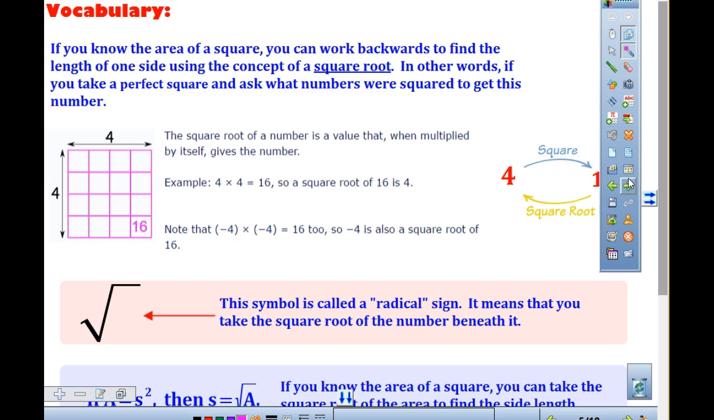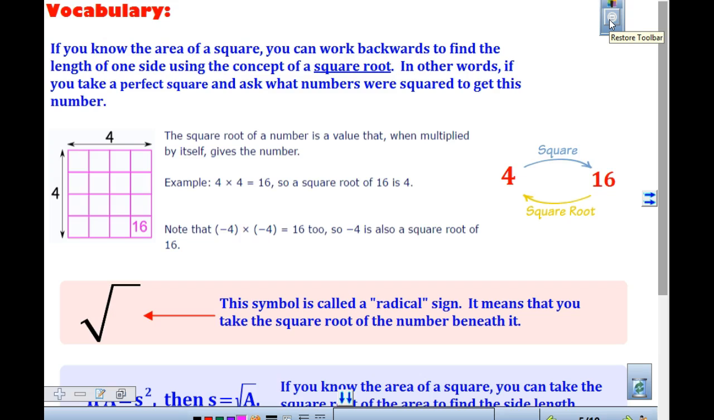Okay? So if I know the area, I can work backwards and find the side length. This concept is called the square root. That's on the poster. You see that big black square root. It's called the radical symbol. Okay? It says, in other words, if you take a perfect square and ask the number that was squared to get the number, that's called our square root. So the square root of a number is a value that when multiplied by itself gives us the number.